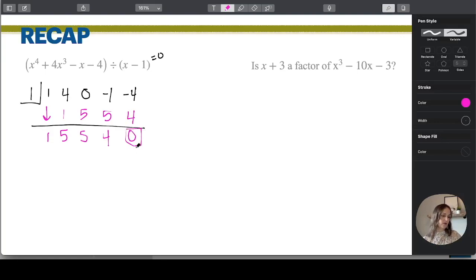So, put a box around the number, that is your remainder. This, don't forget, represents your constant. This represents the coefficient in front of x, which means that represents x squared, that represents x cubed. So your final answer is going to be 1x cubed plus 5x squared plus 5x plus 4.